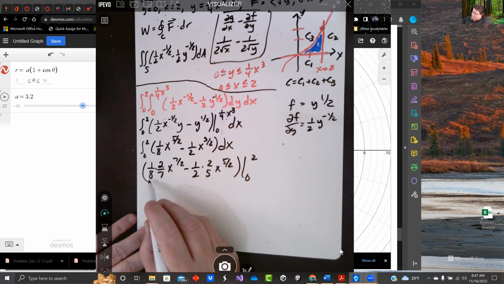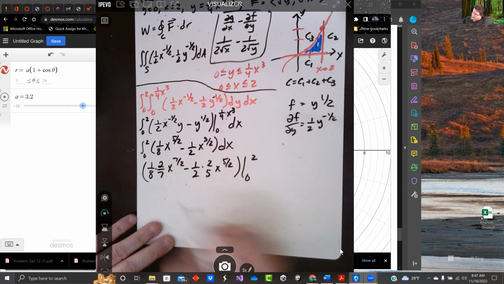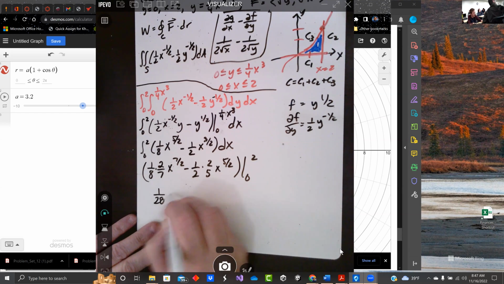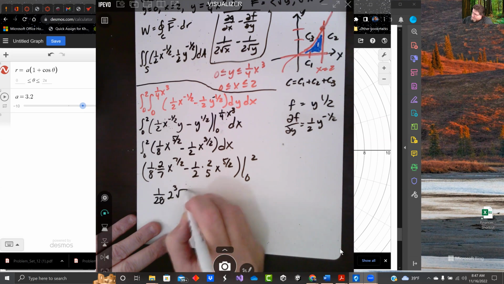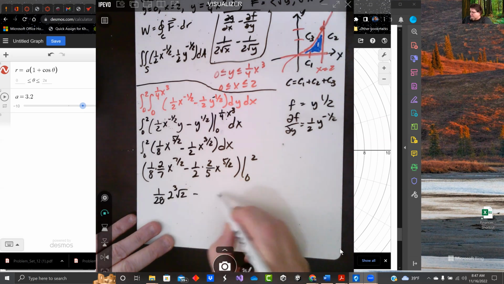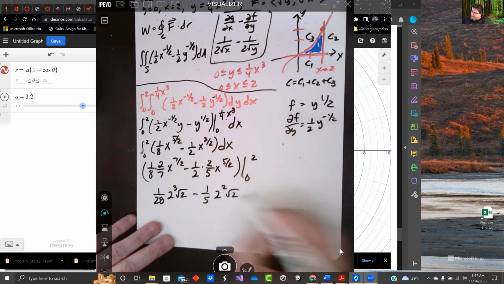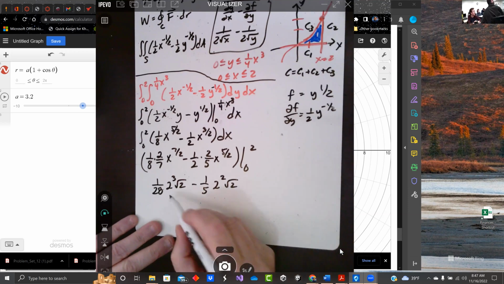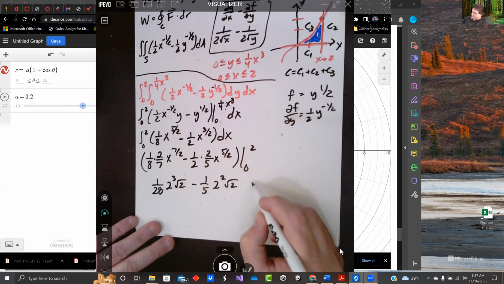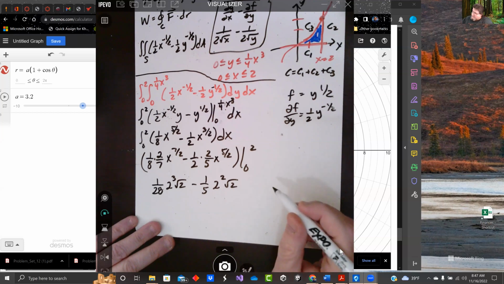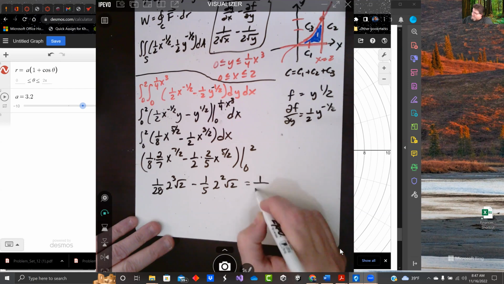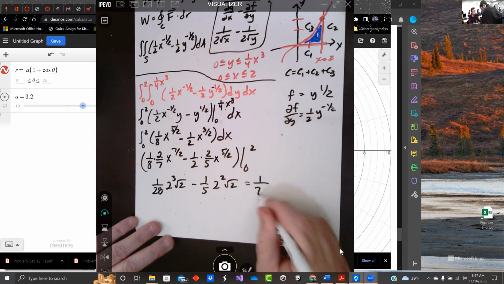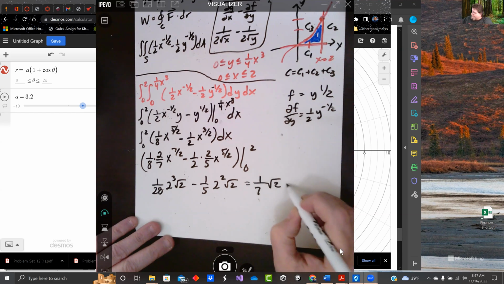So this is 1/4, 1/28. 5/2. This is 2 cubed times square root of 2 minus 1/5 2 squared times square root of 2. So that's 8/28, which is 4/4. Let's see, divide by 4 is 1/7. 1/7 root 2 minus 4/5 root 2.